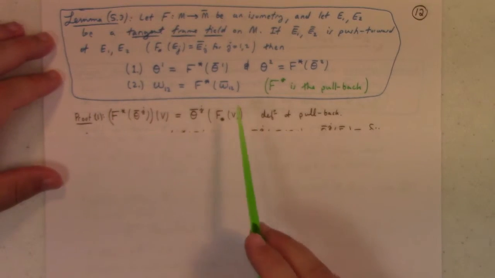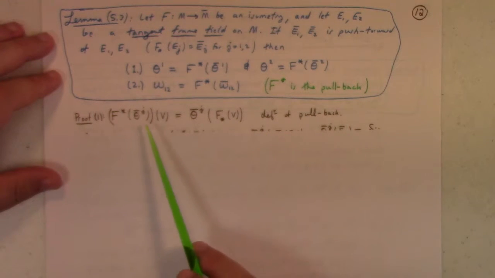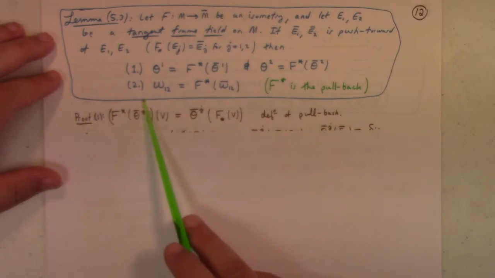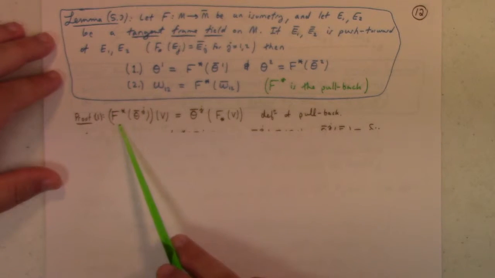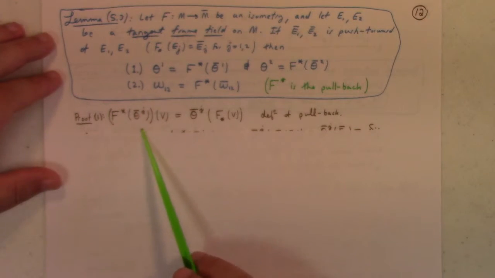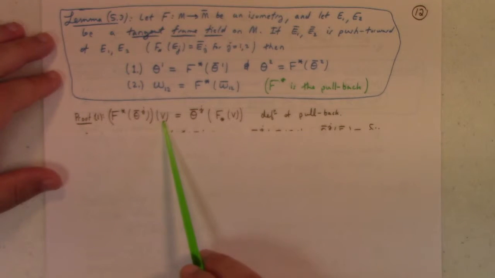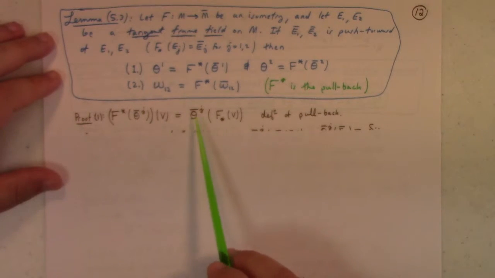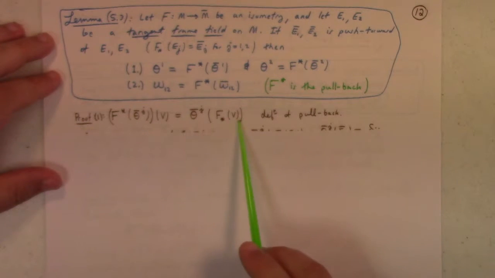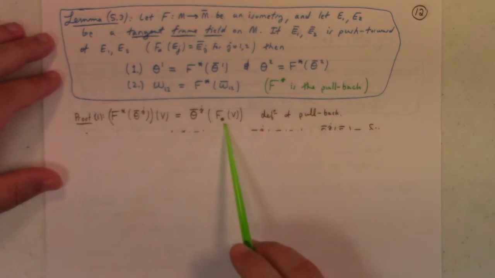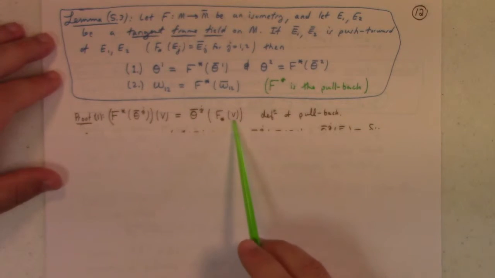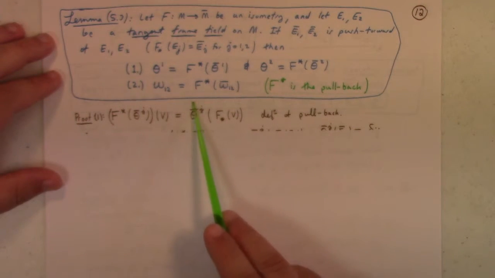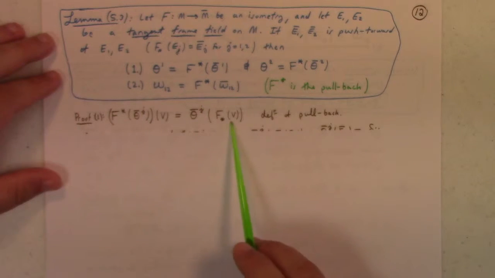So first of all, remember the definition of the pullback is given in terms of the push forward. So the pullback of theta bar J, which is on M bar, to M: what is its value on a tangent vector V to M? The answer is that it is theta bar J acting on the push forward of V under F, right? So this V is a tangent vector to M, the push forward of V is a tangent vector to M bar, and so this is a differential one-form on M bar, which of course eats vectors on M bar. That's just the definition of pullback.